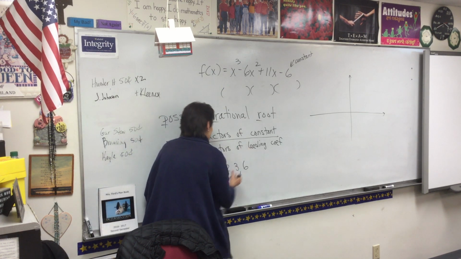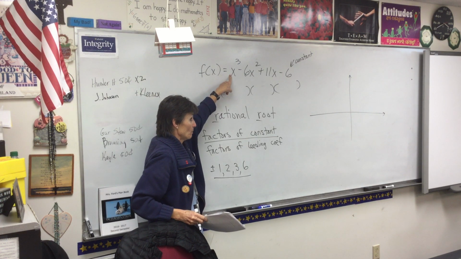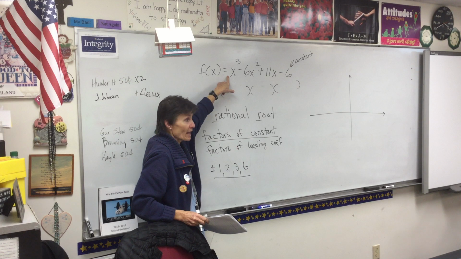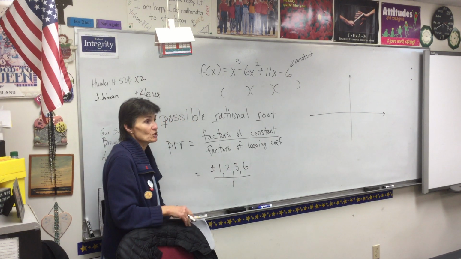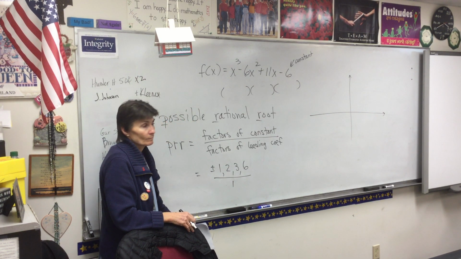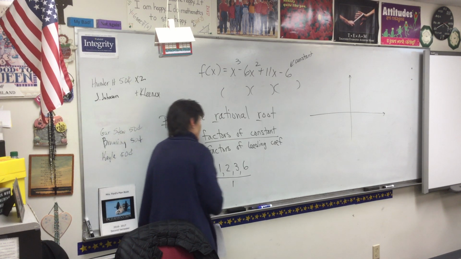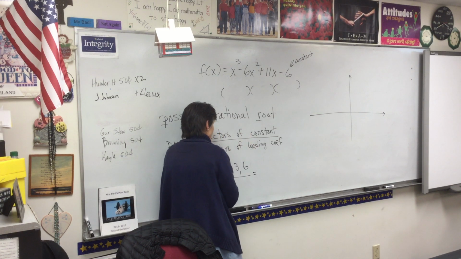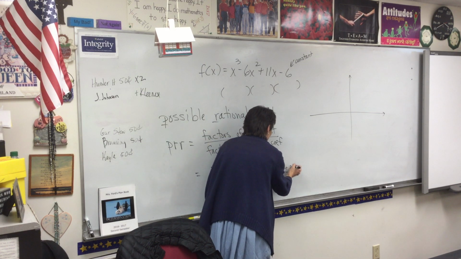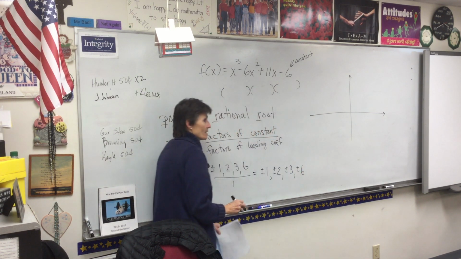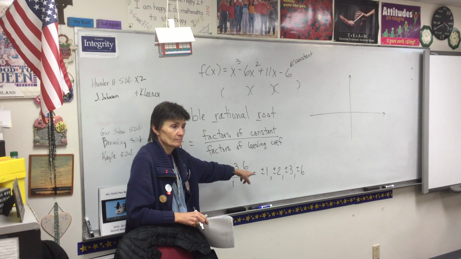And then what do we mean by leading coefficient? The highest variable, which is x cubed, right? And so that number right there is a 1. Your leading coefficient is 1. So basically what I'm telling you is the numbers you can guess from are plus or minus 1, plus or minus 2, plus or minus 3, and plus or minus 6. That's it. You're going to find your answers in that pile.